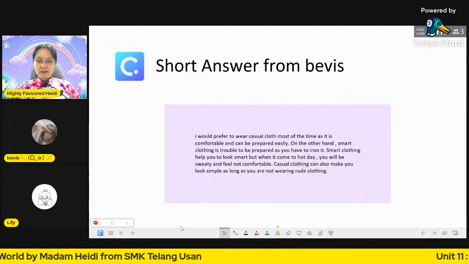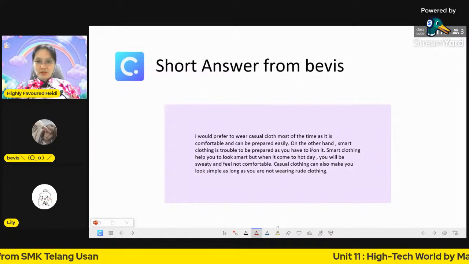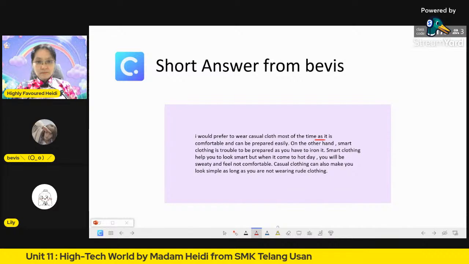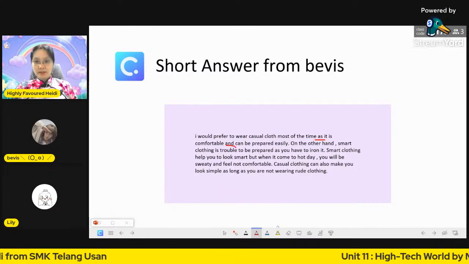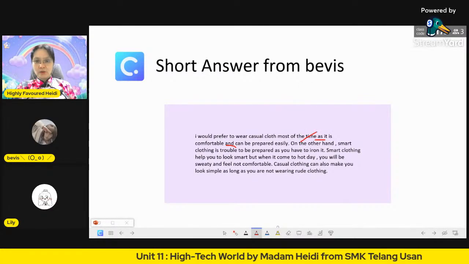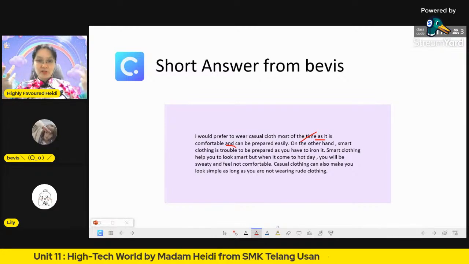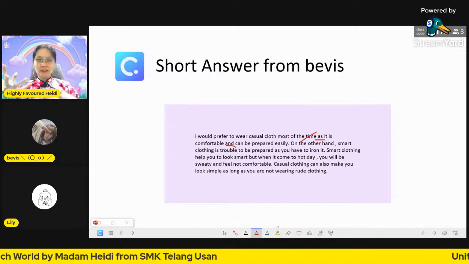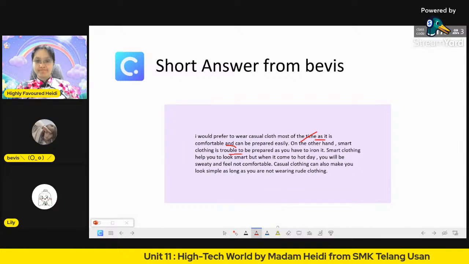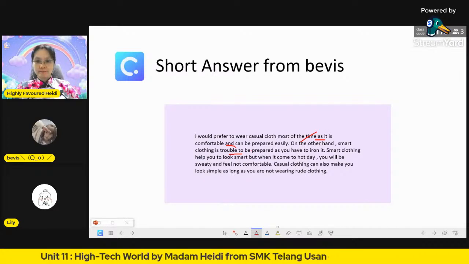So I like the sentence structure. You are using the word "as". Okay, so straight away cohesive devices, it's like giving an example. And you have "can be prepared easily". So "on the other hand", you are giving the contrast idea. On the other hand, smart clothing is troublesome to be prepared, as you have to iron it.